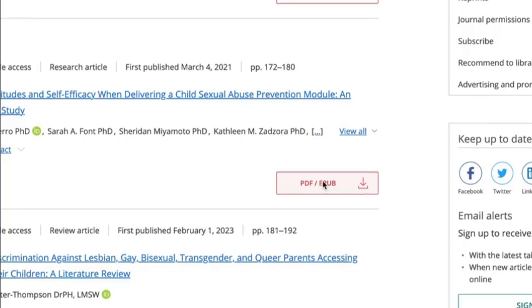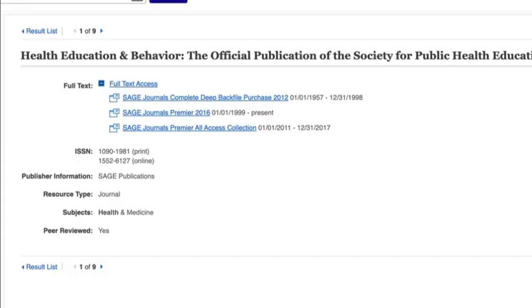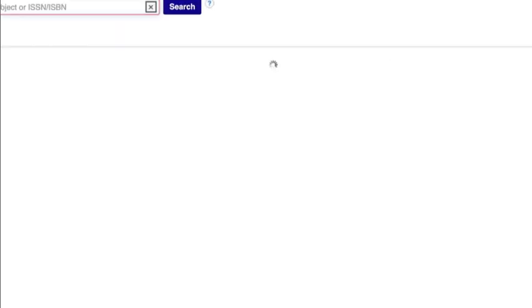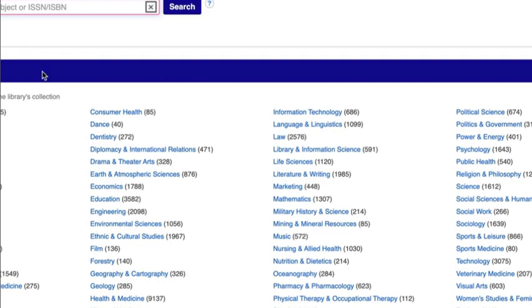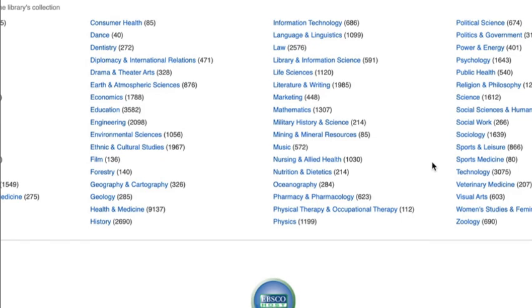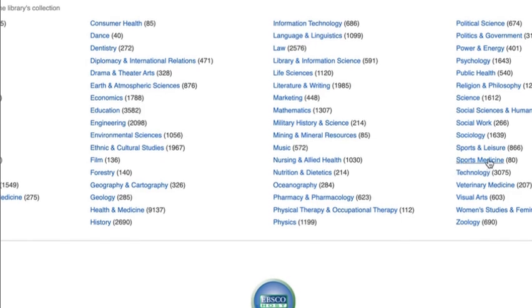your device. Now let's take a look at how you might be able to find a journal when you don't know the title of the journal, but you have a particular subject that you are looking for. So let's go back to the Journal and eBook List, and now you can see underneath we can browse by discipline.